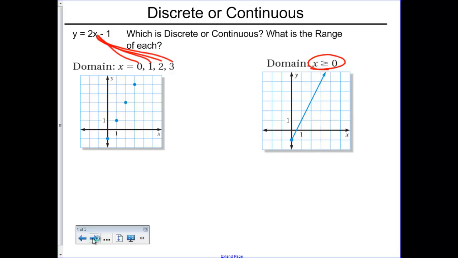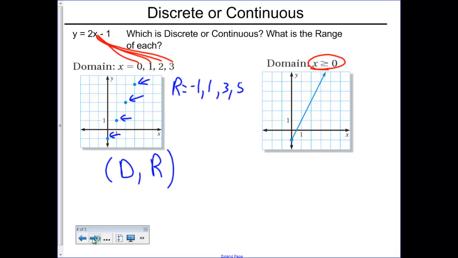Now they did ask us what is the range. Well, we have a domain, which is our x, and then we have a range value, which is our y. So basically, we just need to find the output values, or the y values, for each of our points. So this first point right here, we have a range of, let's go ahead and put r equals -1. For this one right here, our y value is +1. For this one right here, our y value is +3. And this one right here, our y value is +5. So that would be the range of this one.